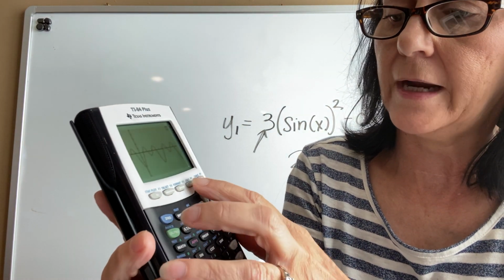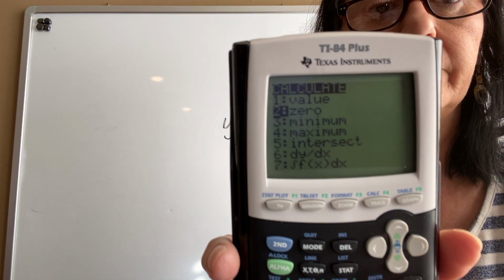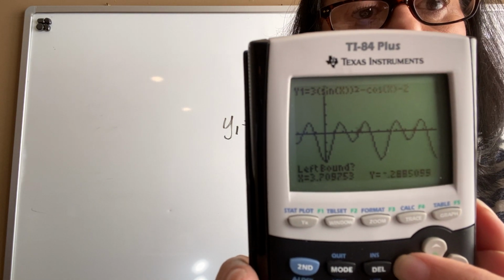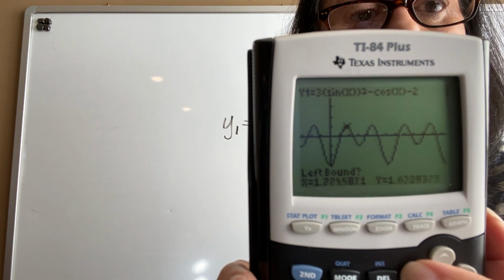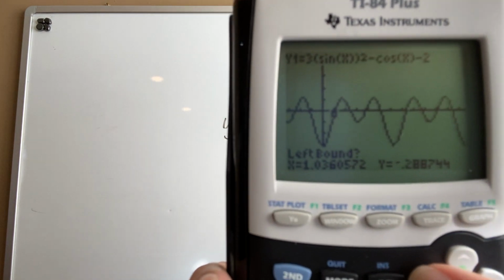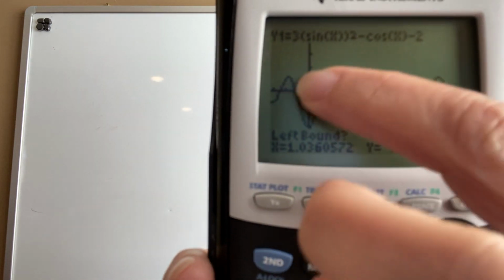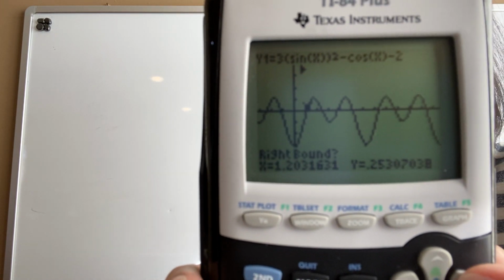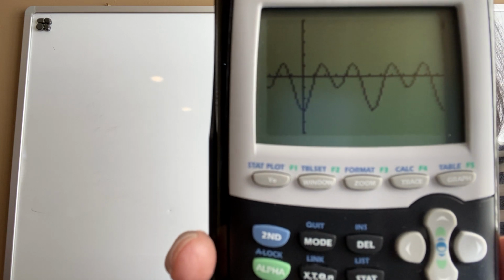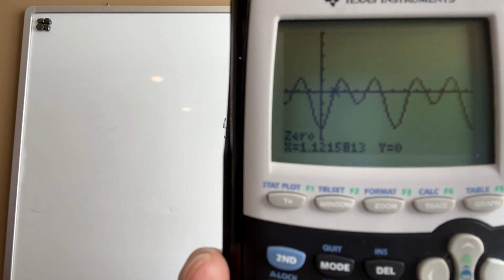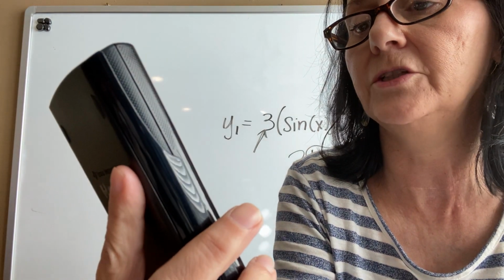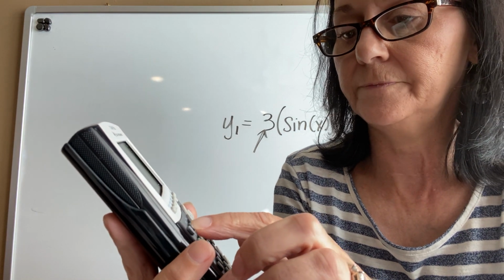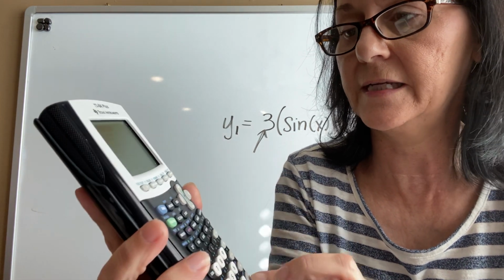We do second trace 0. And remember, it's left to right. So I'm over here. I want to go back to the right. So the left bound is negative because we go left to right. So I'll hit enter. It's negative there. Then I'll move up. So that's the solution. 1.1216 plus 2k pi.